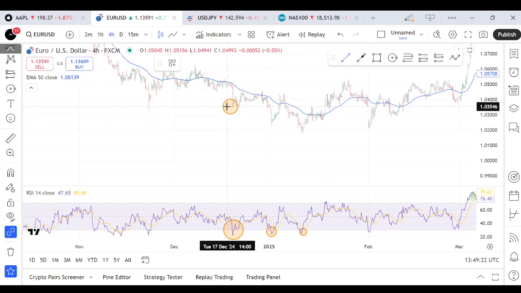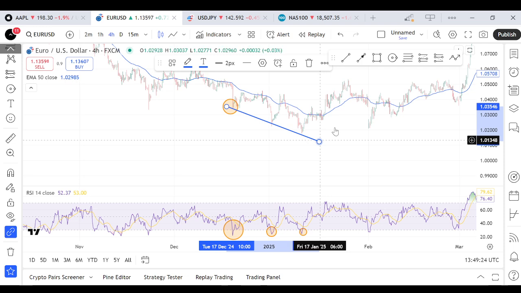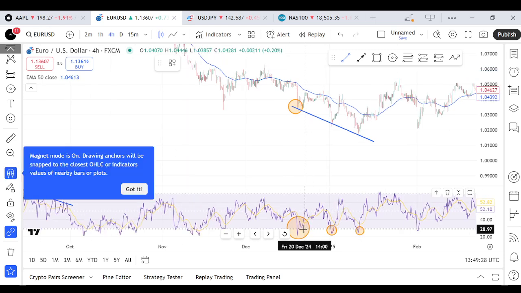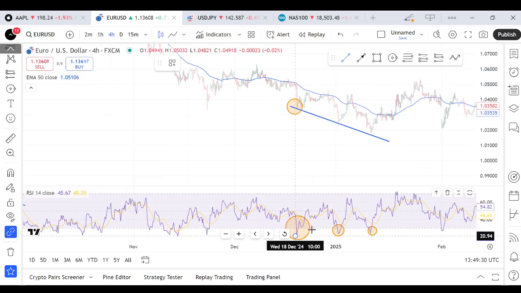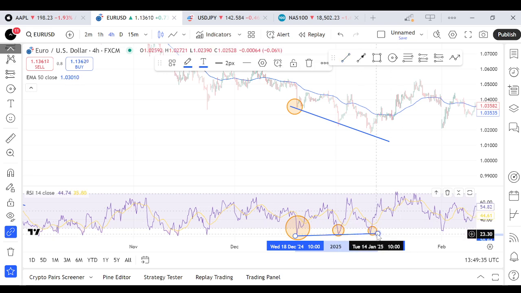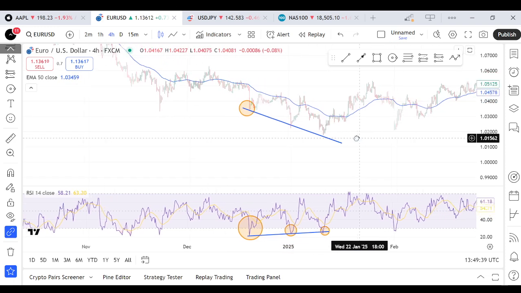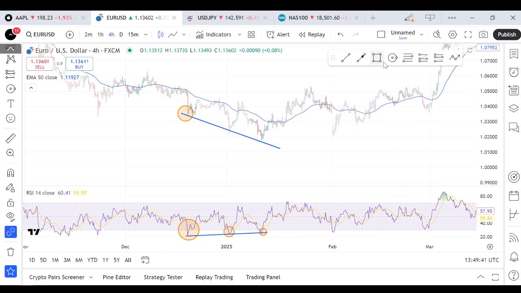At the same time, you can see that price is giving us lower highs, but the RSI in this case is giving us higher lows. This slight bullish movement here, very slight, but very carefully selected. And also, we also have here this oversold condition.